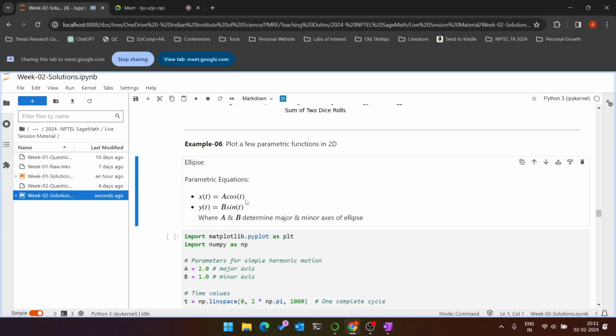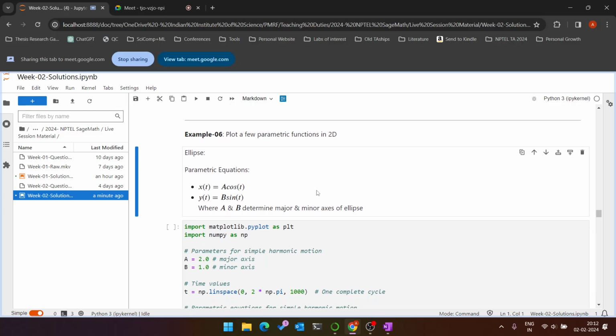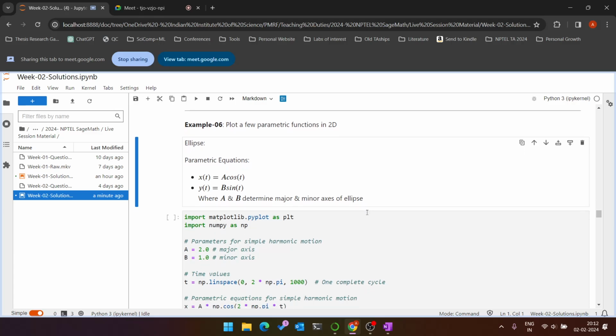So x is a cos t, y is b sine of t. You can see that if I do x by a whole square, which is cos square, and y by b whole square, which is sine square, so you essentially get x by a whole square plus y by b whole square equaling 1, which is nothing but the equation of an ellipse whose major and minor axes are aligned with the x and y axis of the Cartesian coordinate. A and b are constants which basically determine the length of the major and minor axis.